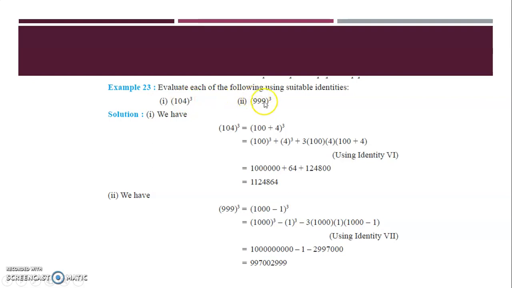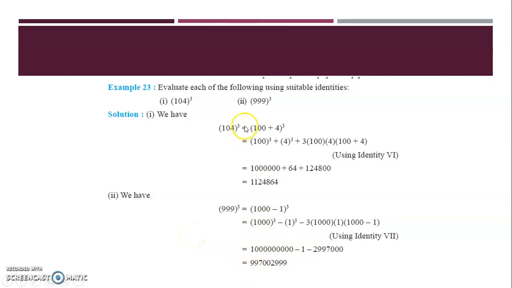Similarly, 999³ can be written as (1000 - 1)³. So this is (x - y)³, which is x³ - y³ - 3xy times (x - y). So here x is 1000, y is 1. So cubing and solving, we'll get the answer.